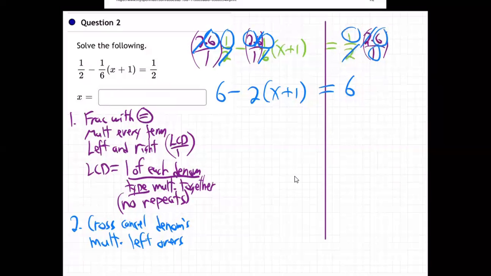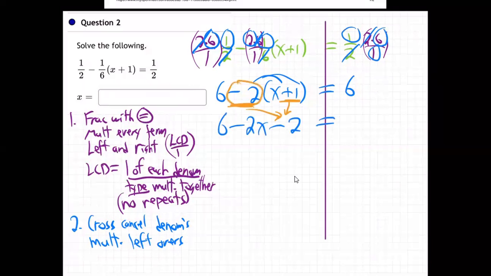All right. And now it's business as usual. You know what to do from here, right? I'll do it. Multiply through. You can't go 6 minus 2 is 4. You can't, you've got to do parentheses first, right? So minus 2x minus 2. Careful, that's a minus 2. Why? Because it's negative 2 times positive 1. Does everybody see that? That negative belongs to 2.